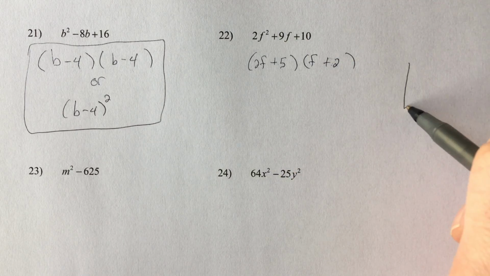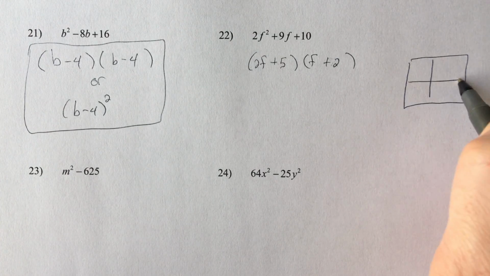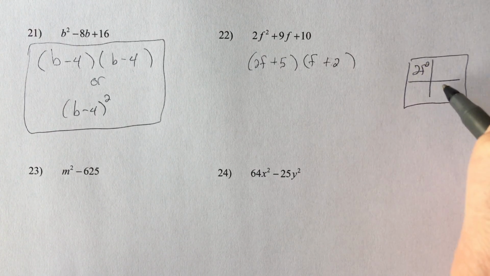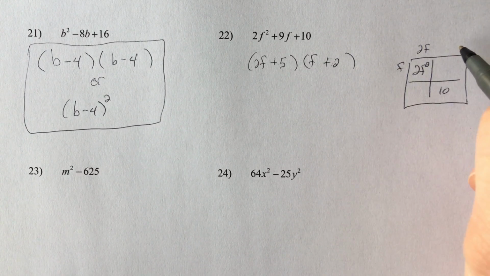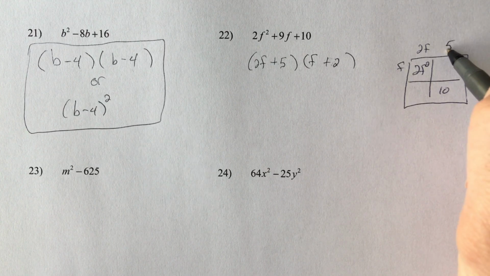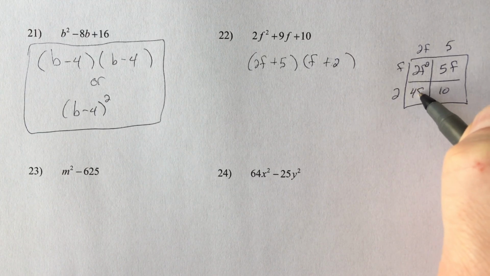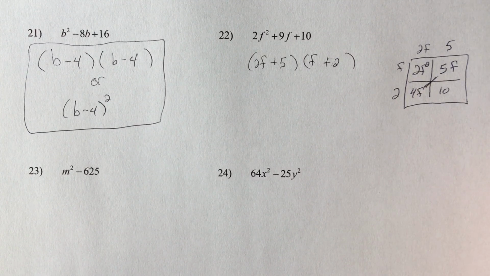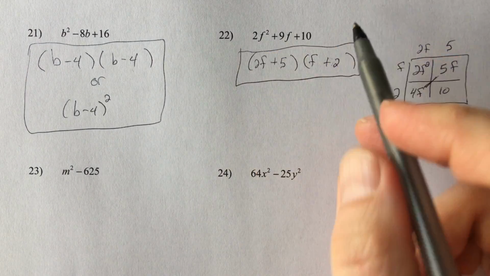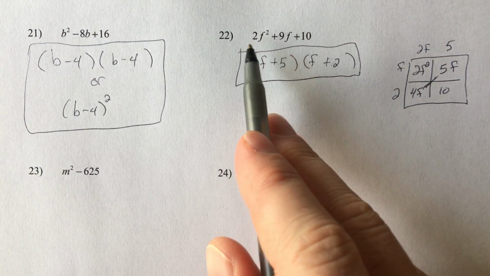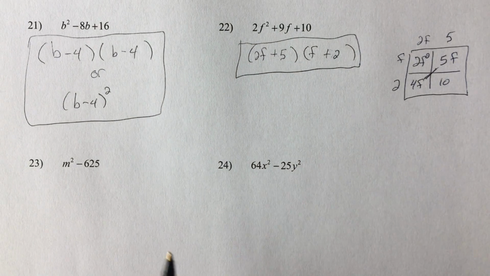Again, this is one that if it helped you to do it on the box method, then you could put the 2f squared here and the 10 here. You'd put 2f and f, and then you could play around with your numbers until eventually you put 5 here to make 5f in that box and 2 here to make 4f in that box, and then you saw your 9f right there. Okay. Either way, doesn't matter. And again, you're probably just going to see one of those on the test. So we want to know how to do it, but don't get too panicked at this point.